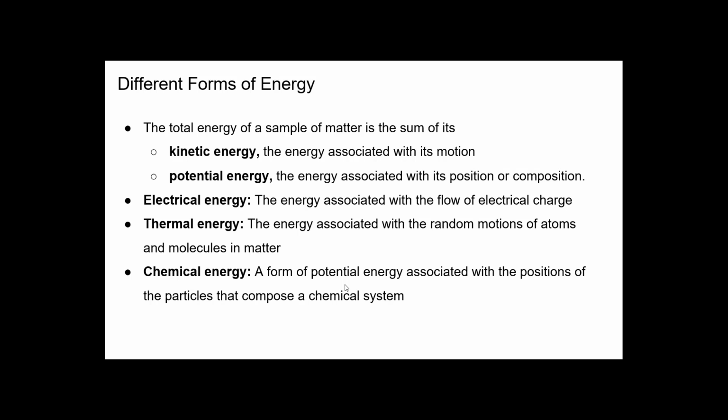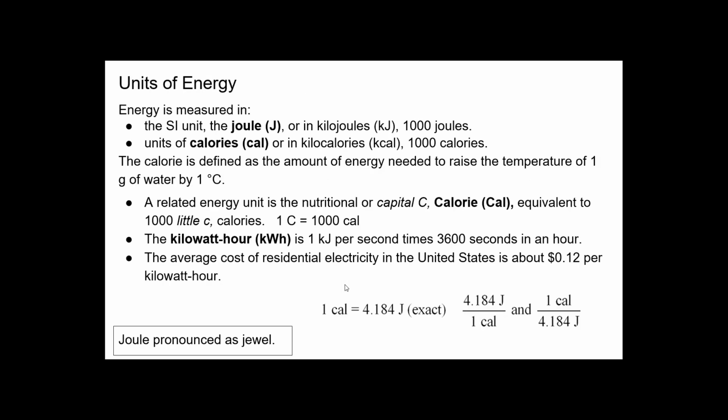We also have electrical energy. That's energy associated with the flow of electrical charge. Thermal energy, that's heat. The energy associated with random motions of atoms and molecules in matter. Chemical energy, a form of potential energy associated with the positions of the particles that compose a chemical system. So there's different forms of energy, and there's more forms of energy than what's even listed here. Energy is in so many different forms.